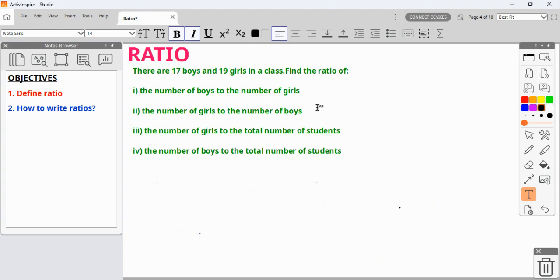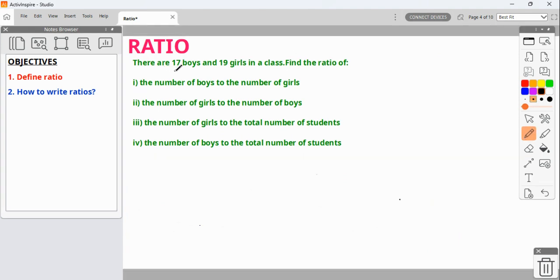Here I have written a question, and we want to change these statements into ratios. The question is, there are 17 boys and 19 girls in a class. Find the ratio of, question number 1, the number of boys to the number of girls. You can see here, first the quantity of boys is written. So the first quantity is boys and the second one is girls.